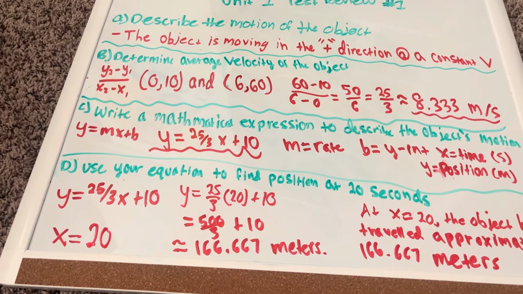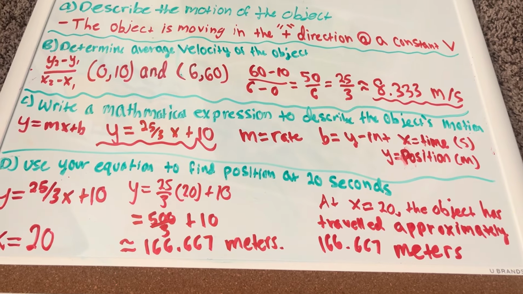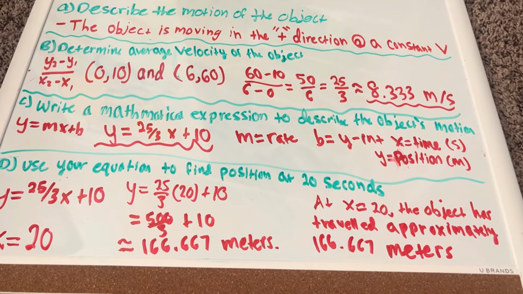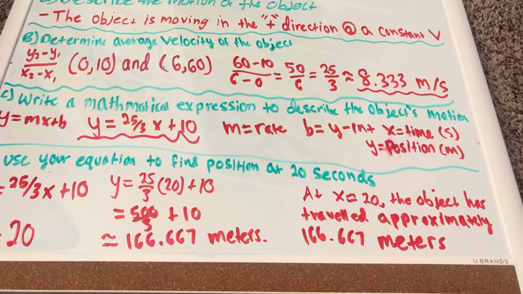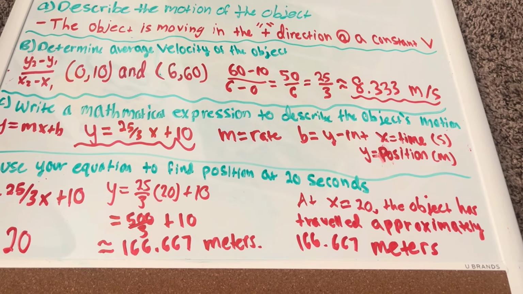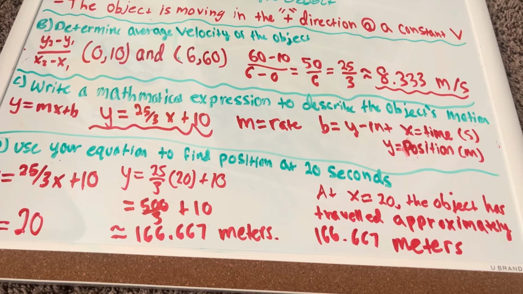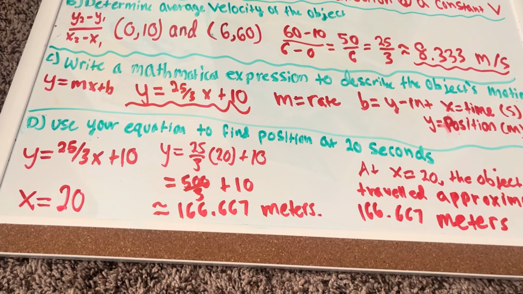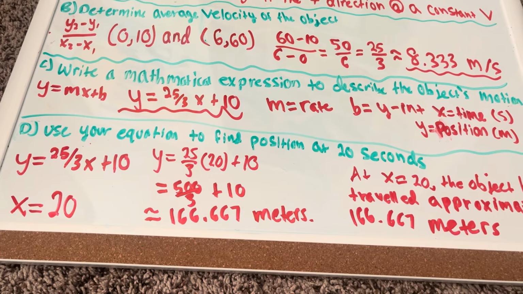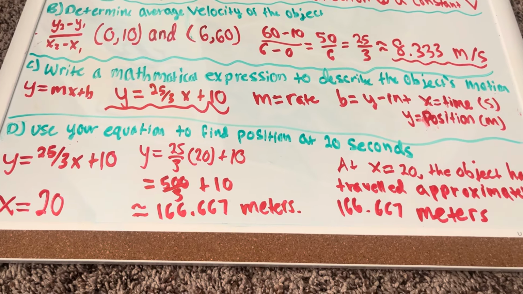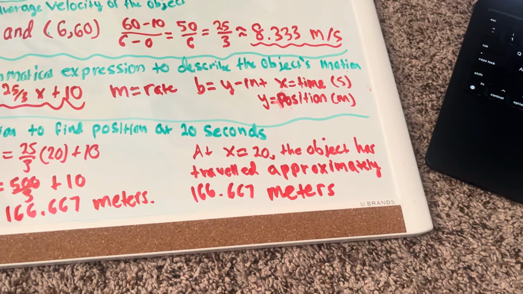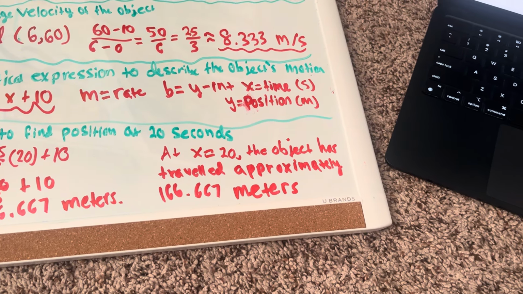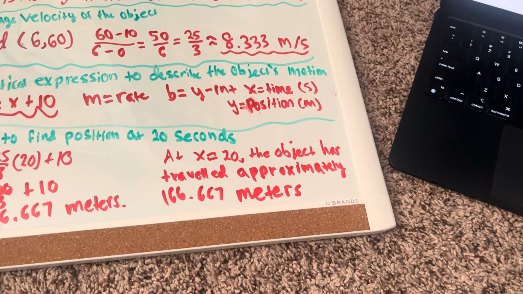Y equals 25 over 3, and I'm using 25 over 3 and not 8.33 because 8.33 is just an approximation and not the exact value, so we're just trying to be as exact as possible. 25 over 3 times 20 plus 10. So 20 times 25 over 3 is 500 divided by 3, plus 10. Overall, that is approximately 166.667 meters. So at x equals 20, which basically means at 20 seconds, the object has traveled approximately 166.667 meters. So that is its position at that time.